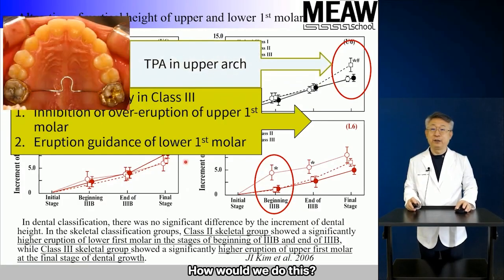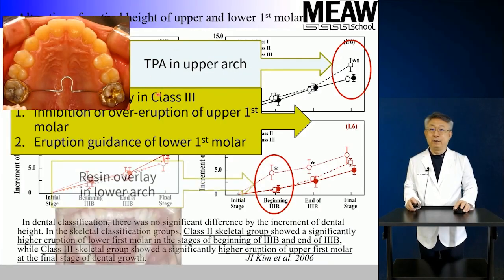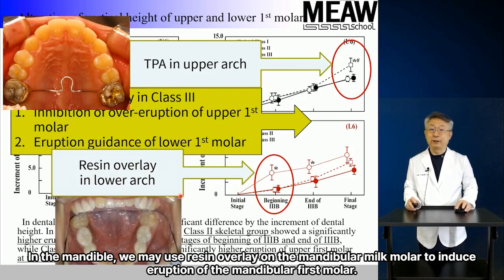How would we do this? We may use TPA around the maxillary first molars. In the mandible, we may use resin overlay on the mandibular primary molar to induce eruption of the mandibular first molar.